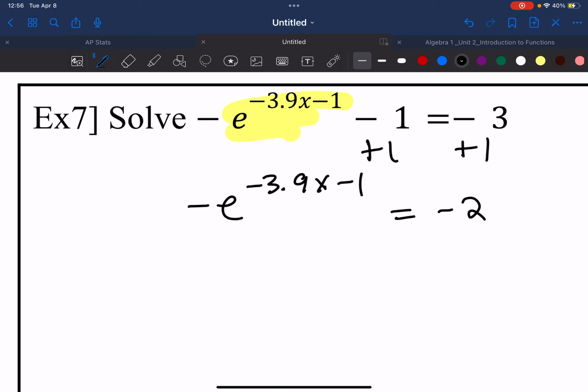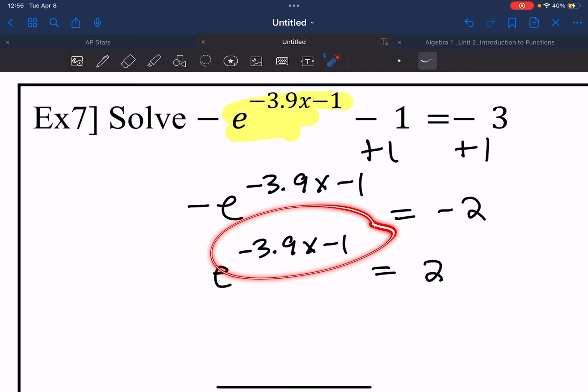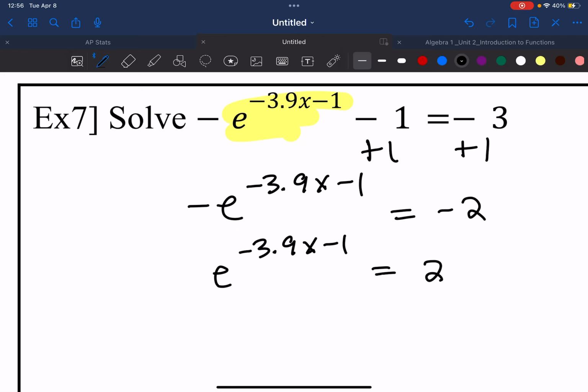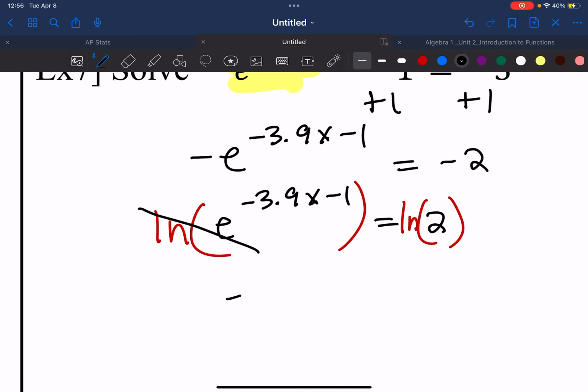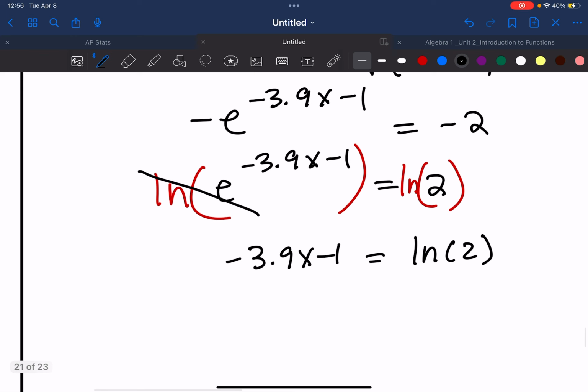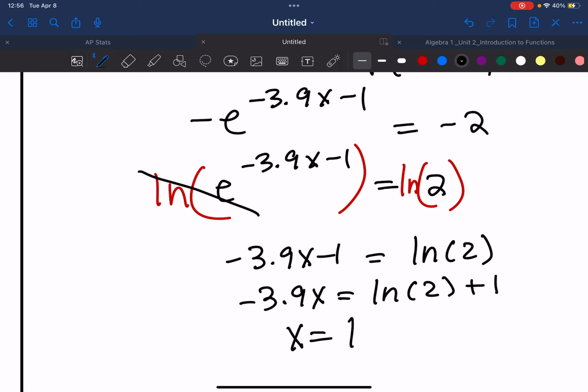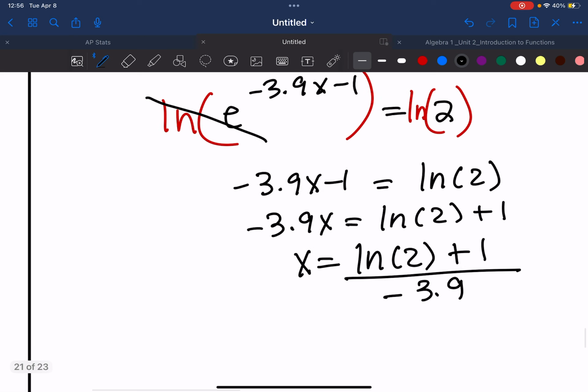And then I'm going to divide both sides by a -1, and I get e to the negative 3.9x minus 1 is equal to 2. Notice that the exponent did not change. Then I'm going to take the natural log of both sides. The natural log and e are going to cancel, so I'm left with negative 3.9x minus 1 is equal to the natural log of 2. I'm going to add 1, so negative 3.9x is equal to the natural log of 2 plus 1, and then divide by negative 3.9. So x is equal to the natural log of 2 plus 1, all divided by negative 3.9. That is the exact answer.